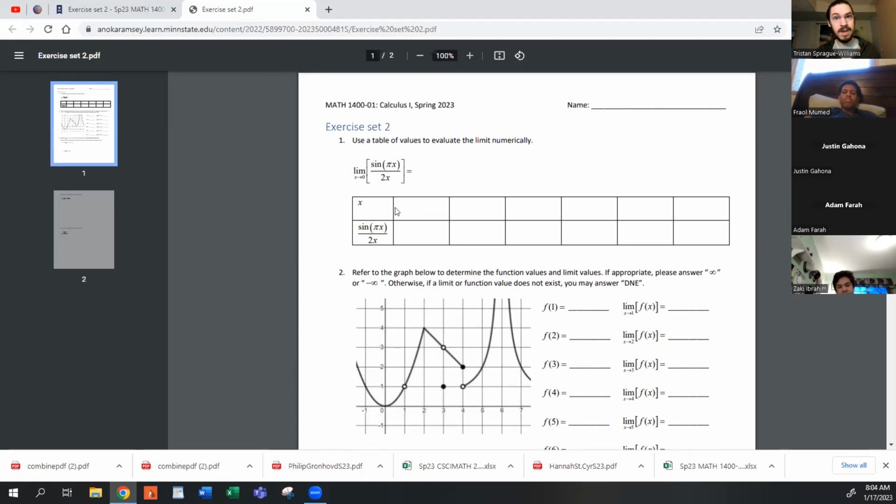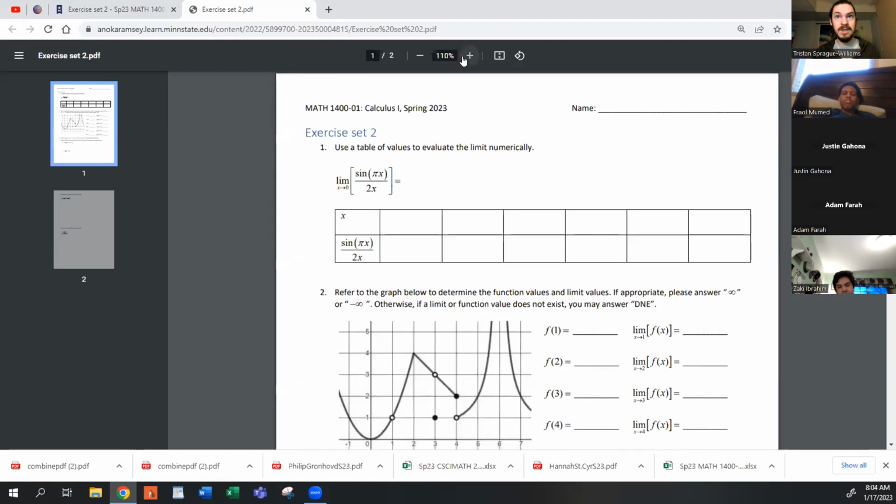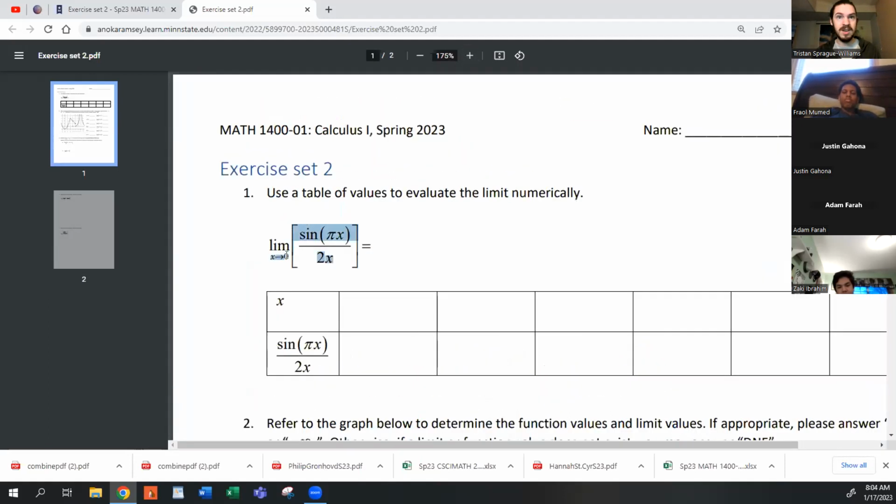Okay. Because what does it have to do? This is the limit as x approaches 0. Do you see that right there? It's a little small. Let me zoom in. Limit as x approaches 0 right here. So you got to pick numbers that are getting closer to 0.